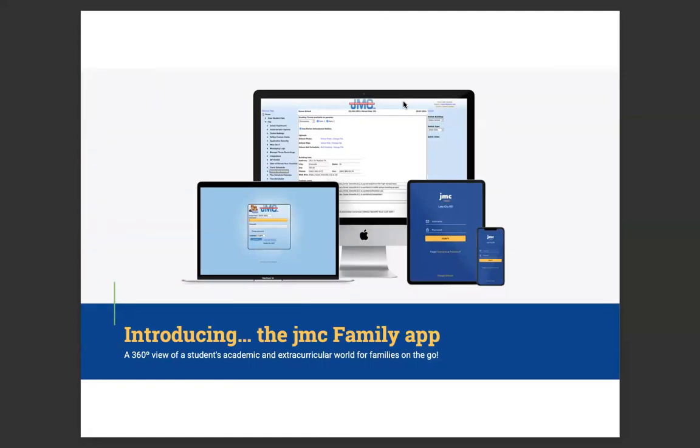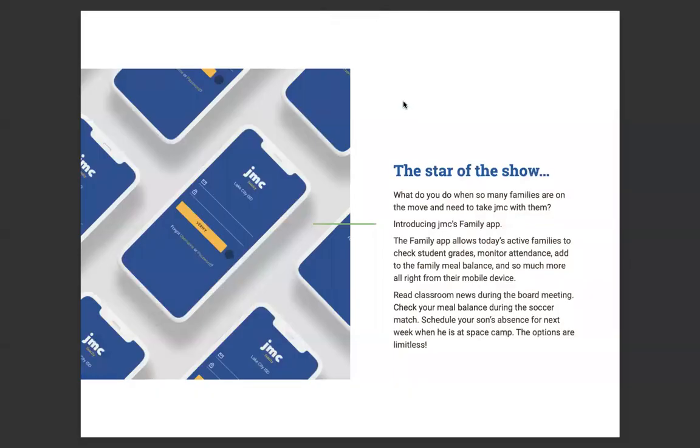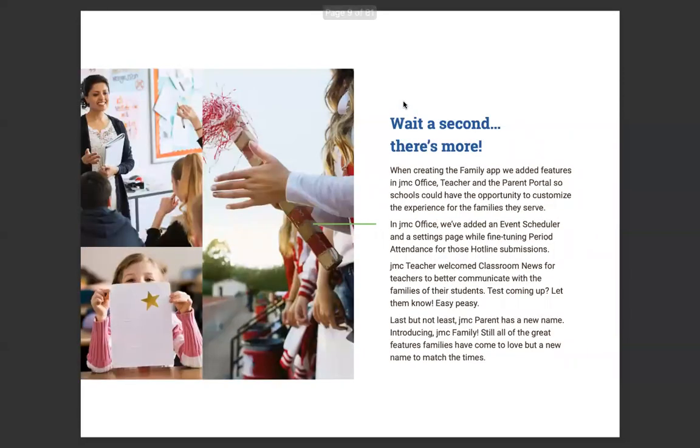This is a 360-degree view of a student's academic and extracurricular world for families on the go. What do you do when so many families are on the move and need to take JMC with them? Now we're introducing JMC's Family app. The Family app allows today's active families to check student grades, monitor attendance, add to the family meal balance, and so much more, all right from their mobile device. Read classroom news during a board meeting, check your meal balance during the soccer match, schedule your son's absence for next week when he's at space camp. The options are limitless.